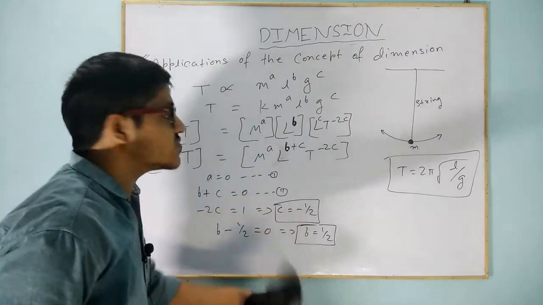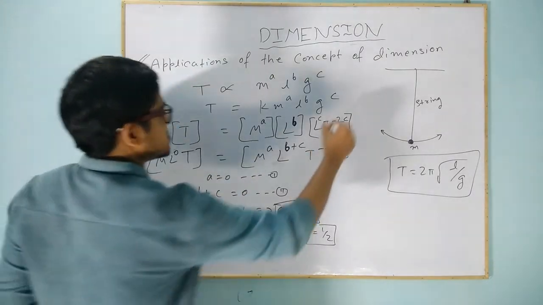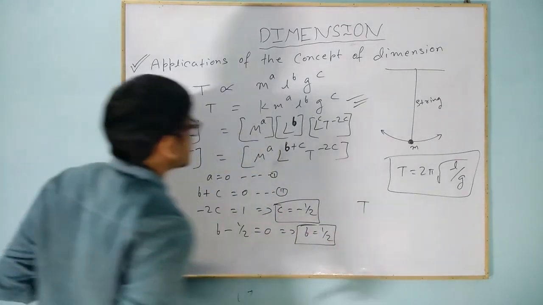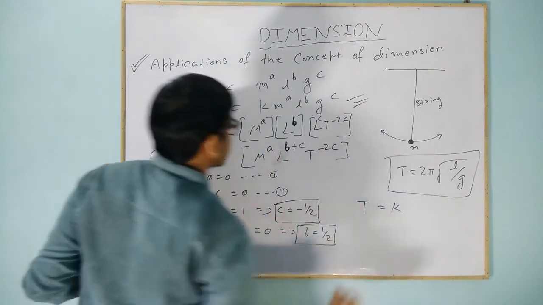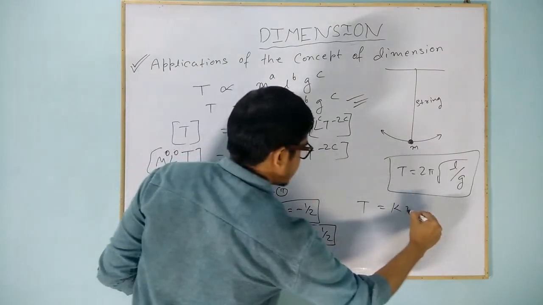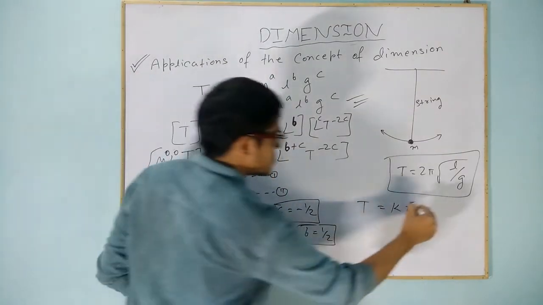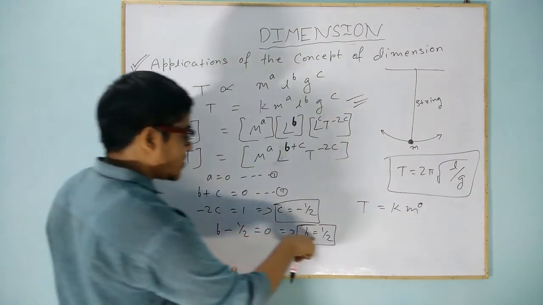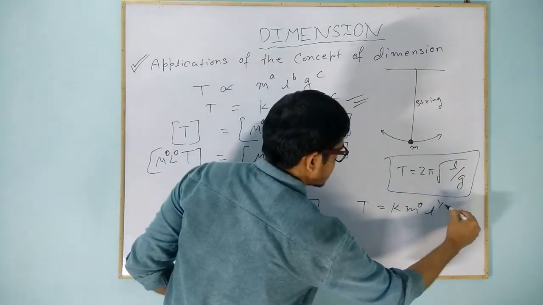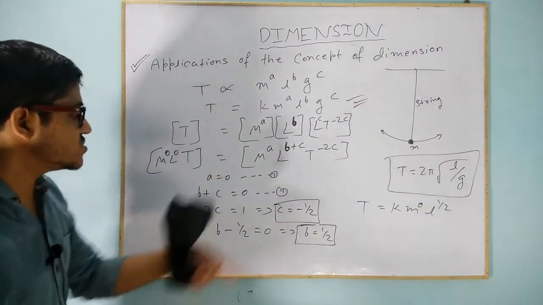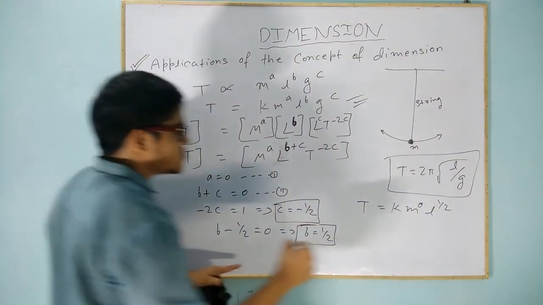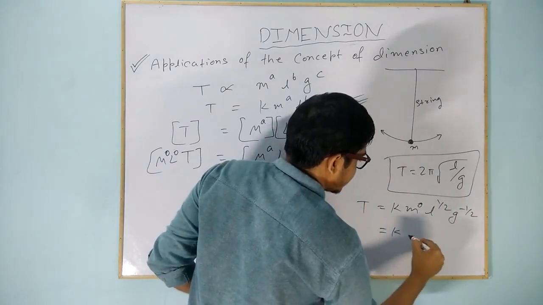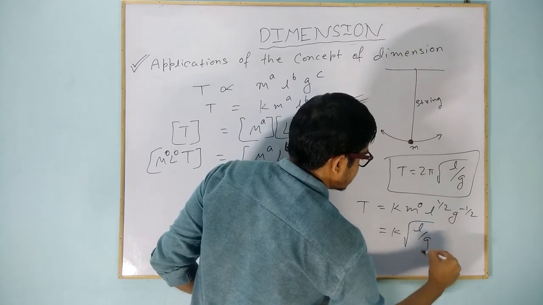So now we know all the powers. Just put them in this equation. T is equal to K m raised to the power A, m raised to the power 0, L raised to the power B, L raised to the power 1 by 2, and G raised to the power C, that is G raised to the power minus 1 by 2. We can write it as K root under L upon G.